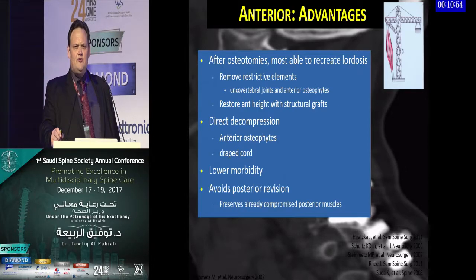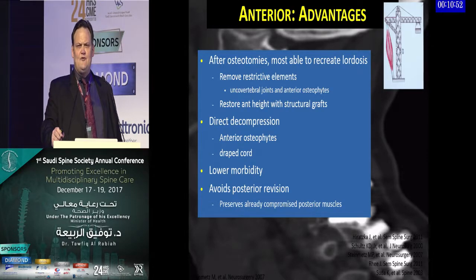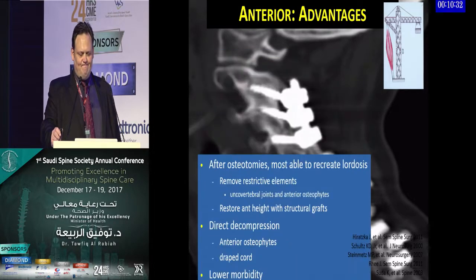The anterior approach has a number of advantages. After a 3-column osteotomy, it's certainly the most able to recreate lordosis in these patients. You're able to restore the anterior height with structural grafts, which also helps you with your anterior load bearing. It offers the ability for direct decompression of anterior neurocompressive pathologies and may avoid a difficult posterior revision.